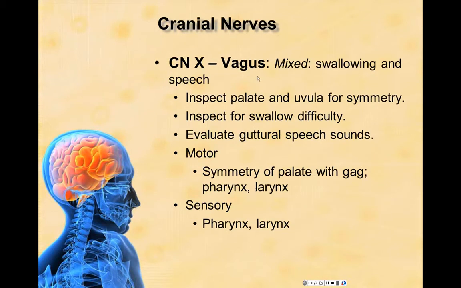Cranial nerve 10, the vagus nerve, is a mixed nerve, for swallowing and speech. You want to inspect the palate and the uvula for symmetry. You're going to look to see that the palate rises symmetrically when they say ah. You're going to inspect for any swallowing difficulties by having the patient swallow. You're going to evaluate for any speech difficulties and for guttural type speech sounds. Motor: the symmetry of the palate with the gag reflex, the pharynx and the larynx, and then sensory, the pharynx and the larynx.